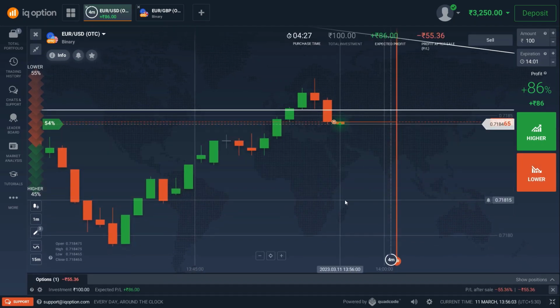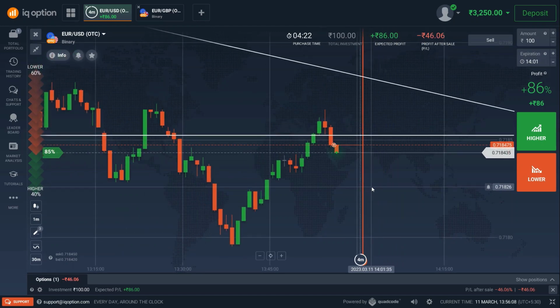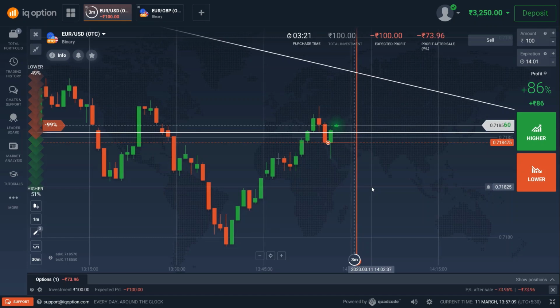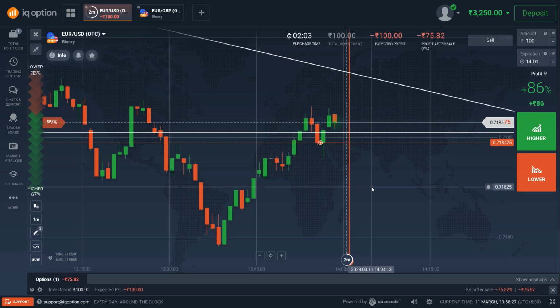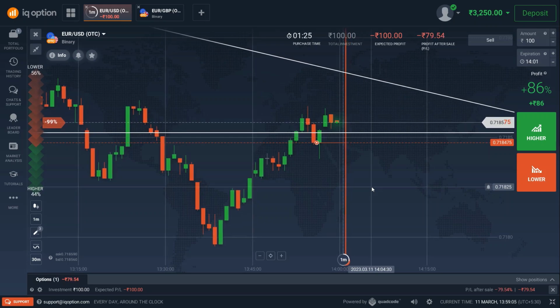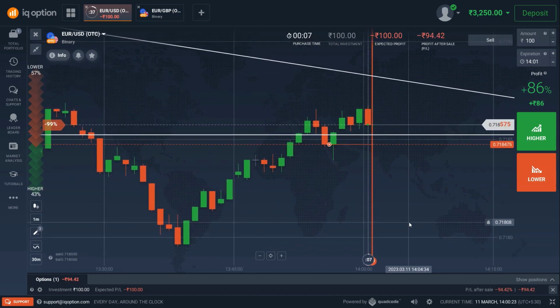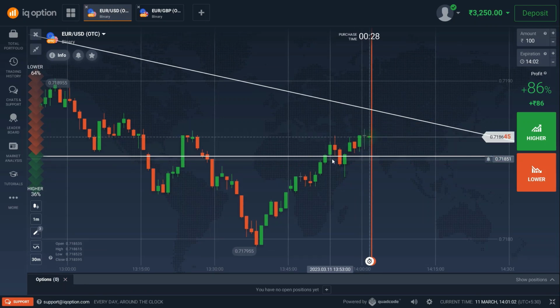Hey guys, we have taken a trade in the downward direction over here, and it's very simple. Let me just finish the trade and then I'll explain the complete setup. Guys, unfortunately we lost this trade. So first let me explain my trading setup.